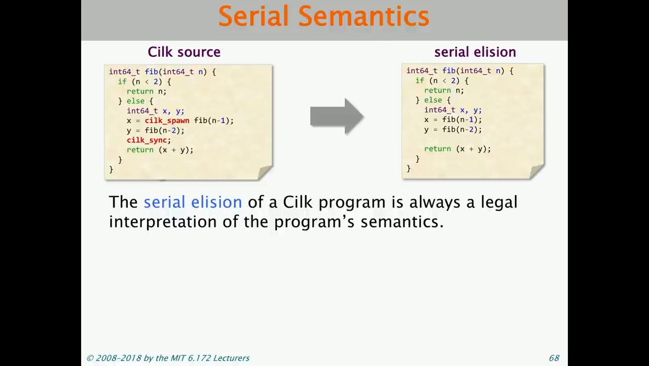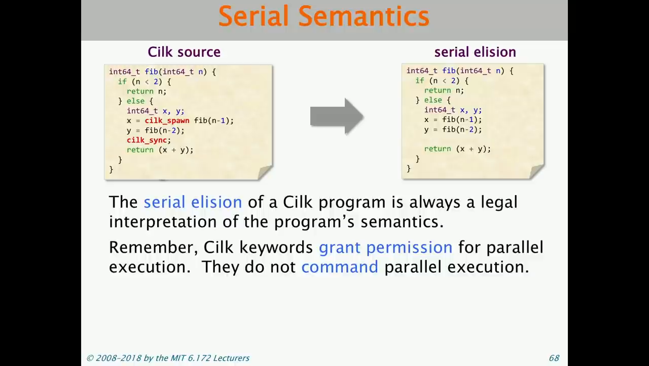Another nice thing about Cilk is that there's always a valid serial interpretation of the program. So the serial elision of a Cilk program is always a legal interpretation. For the Cilk source code on the left, the serial elision is basically the code you get if you get rid of the cilk_spawn and cilk_sync statements, and this looks just like the sequential code. Remember that the Cilk keywords grant permission for parallel execution, but they don't necessarily command parallel execution. So if you ran this Cilk code using a single core, it wouldn't actually create these parallel tasks, and you would get the same answer as the sequential program. The serial elision is also a correct interpretation.